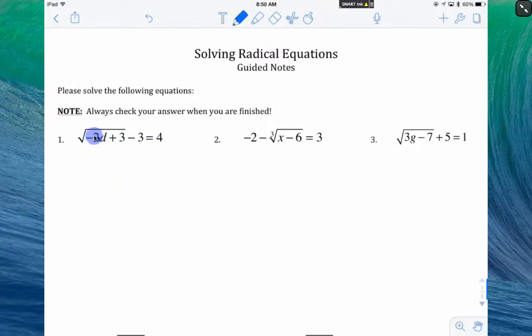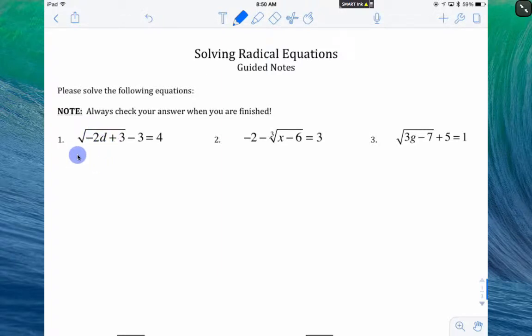So in this first equation, we have the principal square root of negative 2d plus 3 minus 3 equals 4. And so we need to find out the value of d that's going to make this true. And of course, the big difference here is we've got this square root symbol here. And so my question is, how are we going to kind of liberate this negative 2d plus 3 so that we can work with it a little more and eventually isolate that d?